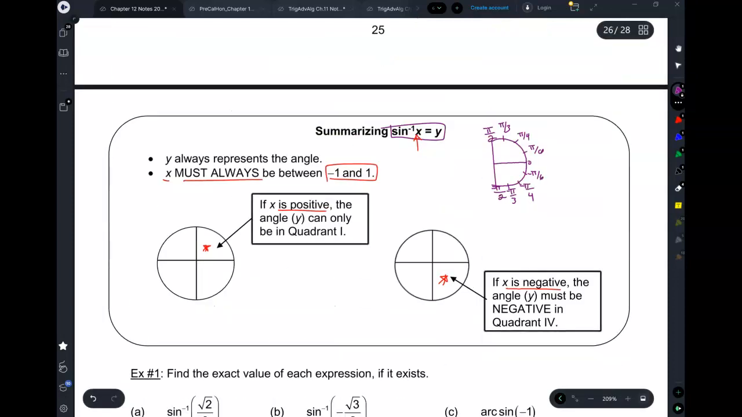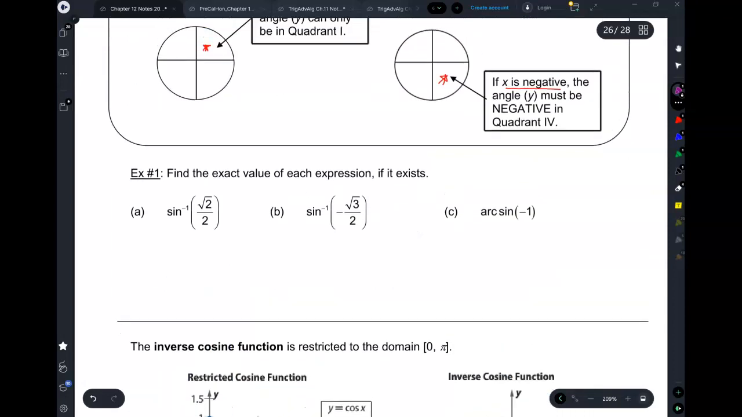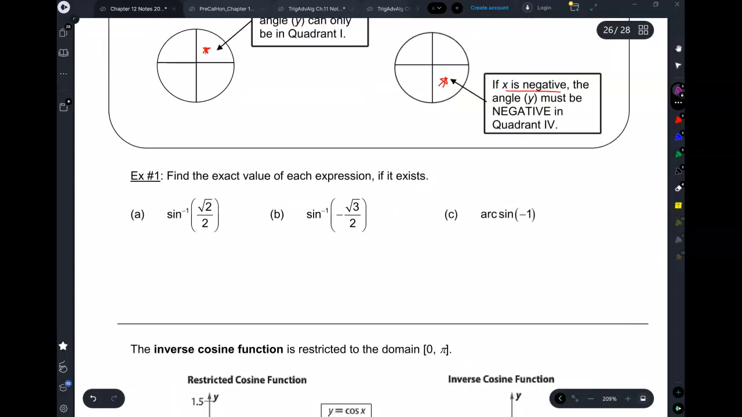the stuff here, that's the domain, and now the domain is from negative 1 to 1 only, no longer the angles. You see that? So if you get inverse sine of pi, that's like inverse sine of 3.14. It's not from negative 1 to 1, so it doesn't work. Okay, so here if I get inverse sine of root 2 over 2, what angle is that? 45 degrees.